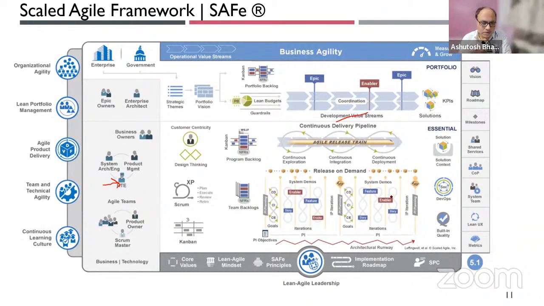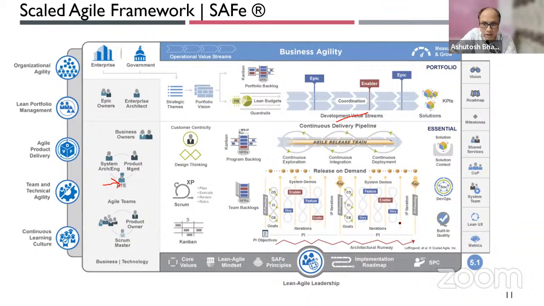One good thing about SAFe is that everything is available on the internet. You can go and browse it, you can read it, you can learn more about it. What is missing in this picture are a few additional roles. You have a Solution Train Engineer also on top of it, especially if you are in the solution layer. You have a role called Solution Train Engineer. We have business owners, enterprise architects, and epic owners. Those are the critical roles in SAFe.